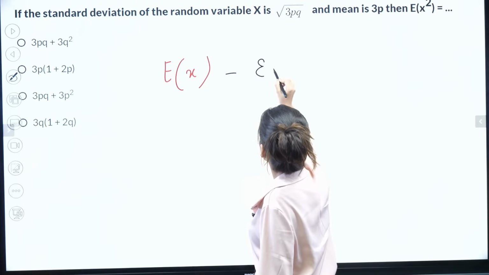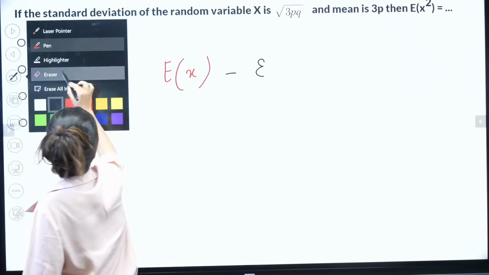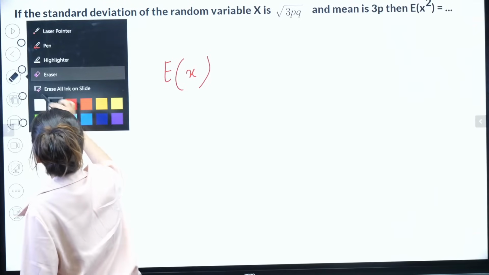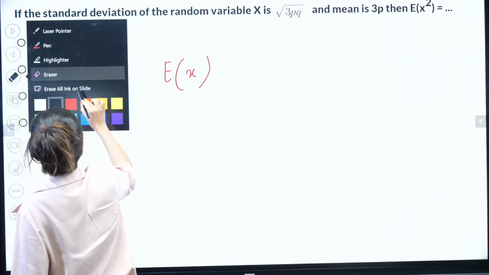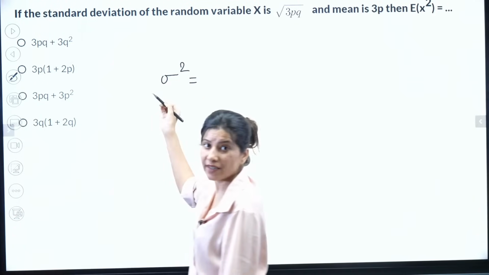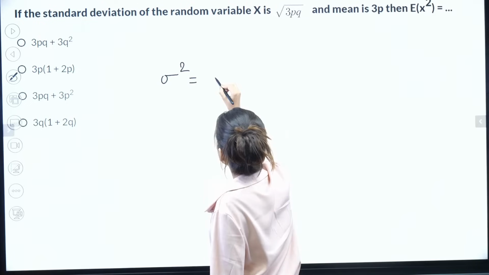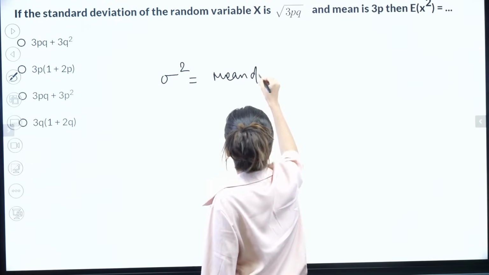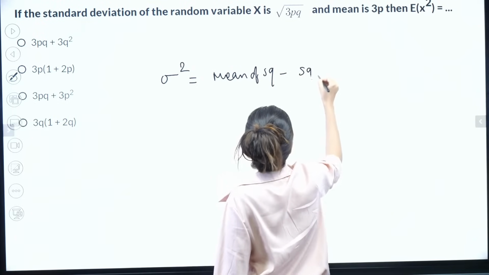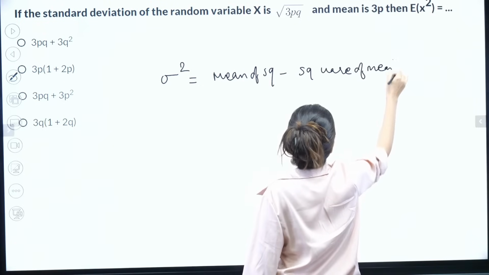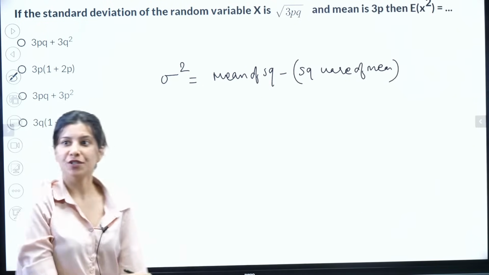Minus mean, okay. So you know that sigma square is your standard deviation squared, so it is mean of squares minus square of mean. Mean of squares minus square of mean. This is your standard deviation, right?